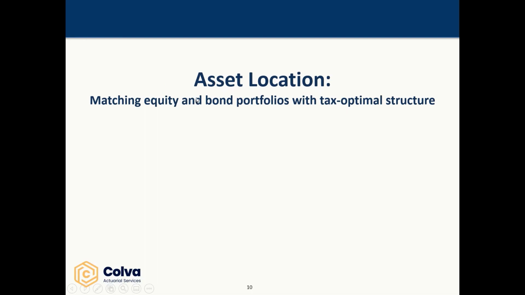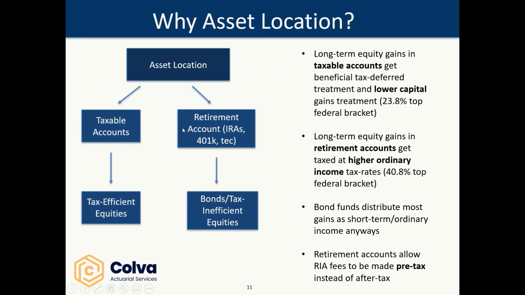So now let's talk about asset location, which, if we simplify the term, is just matching equity and bond portfolios with the tax-optimal structure that minimizes the taxes due on these assets. So let's look at a flow chart and quickly go over the benefits.